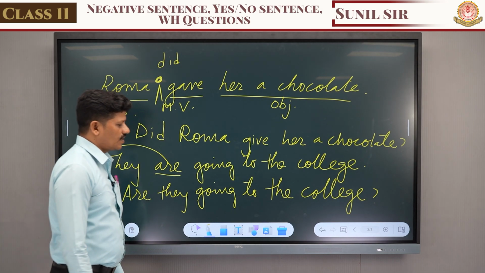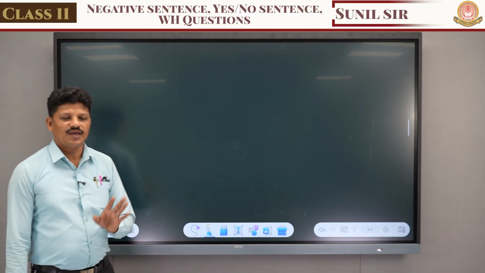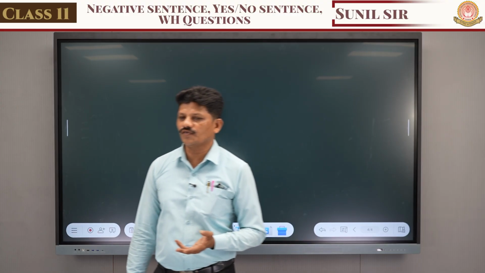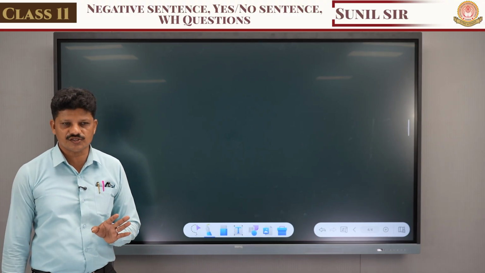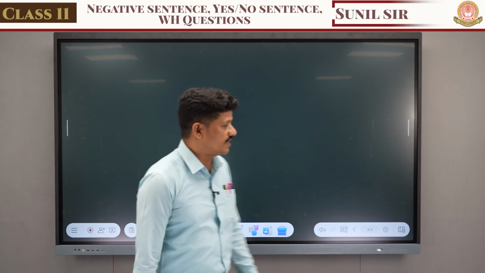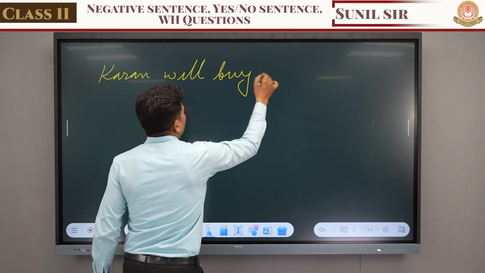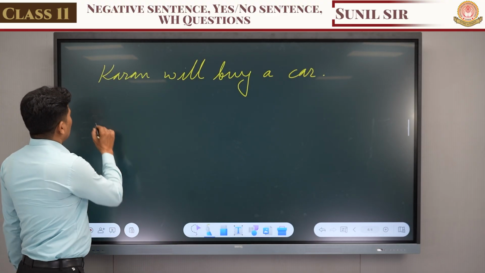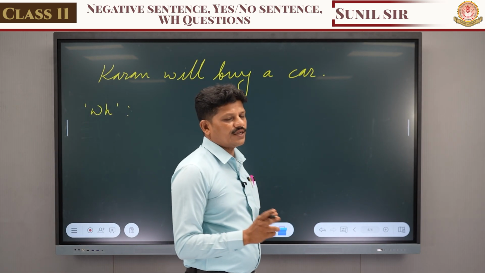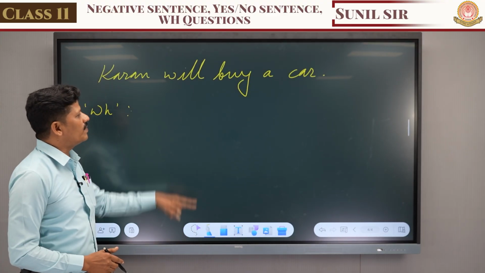Now let us go to the third thing, that is making a WH question. If you know how to make a negative sentence, you are going to make the yes or no question correctly, and if you know how to make a yes or no question correctly, then it is very easy to make a WH question. Let's see. Karan will buy a car. To make a WH question, first we have to make a yes or no question from the given sentence. That means Karan will buy a car.